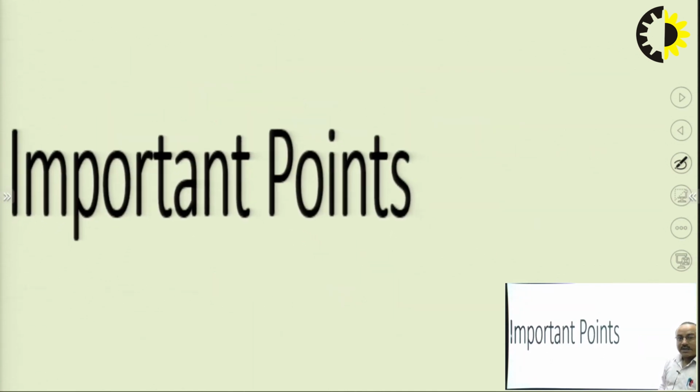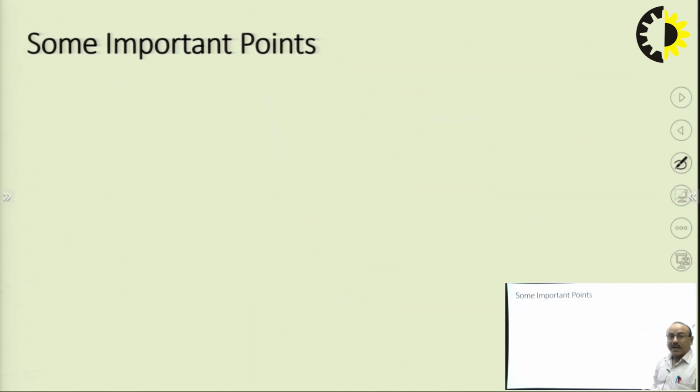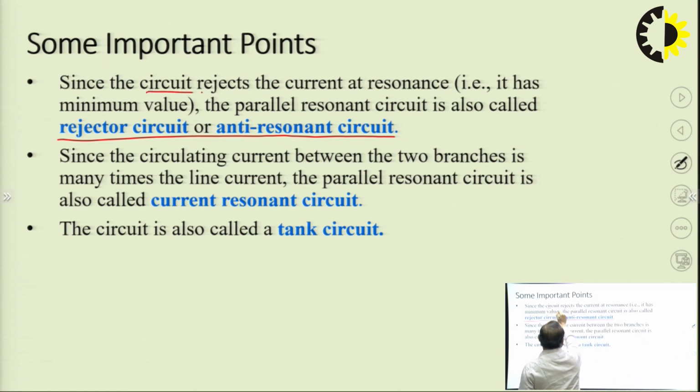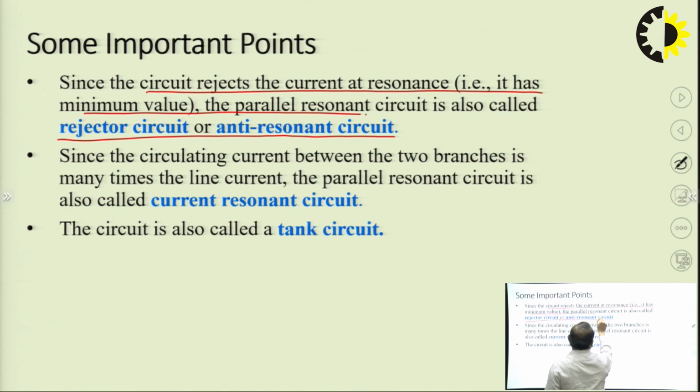Now if we see some important points related to parallel resonance, we can say this. The parallel resonant circuit is also known as a rejector circuit or anti-resonant circuit. The reason being, this circuit rejects the current, only takes the minimum current at resonance. So that's why this parallel resonant circuit is also known as a rejector circuit or anti-resonant circuit.